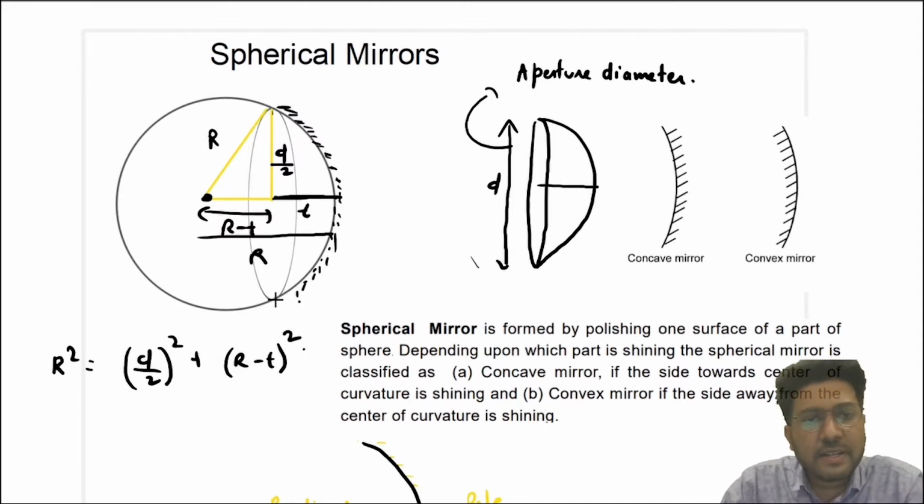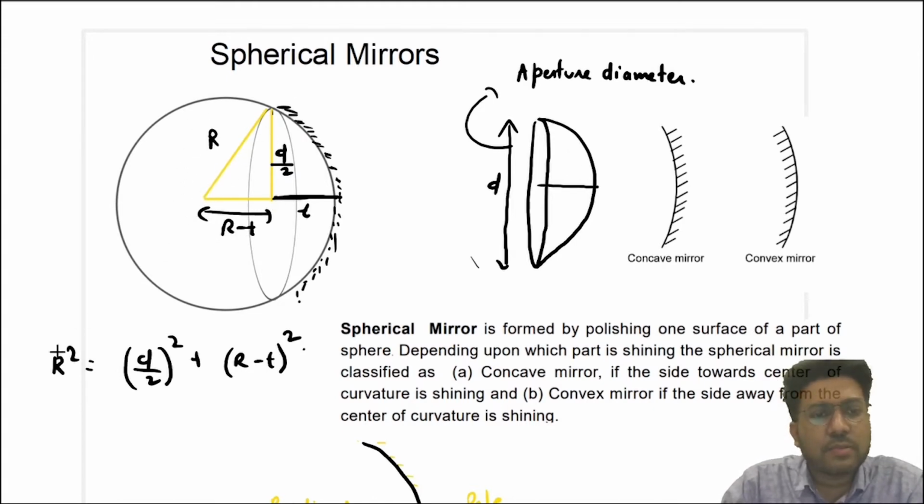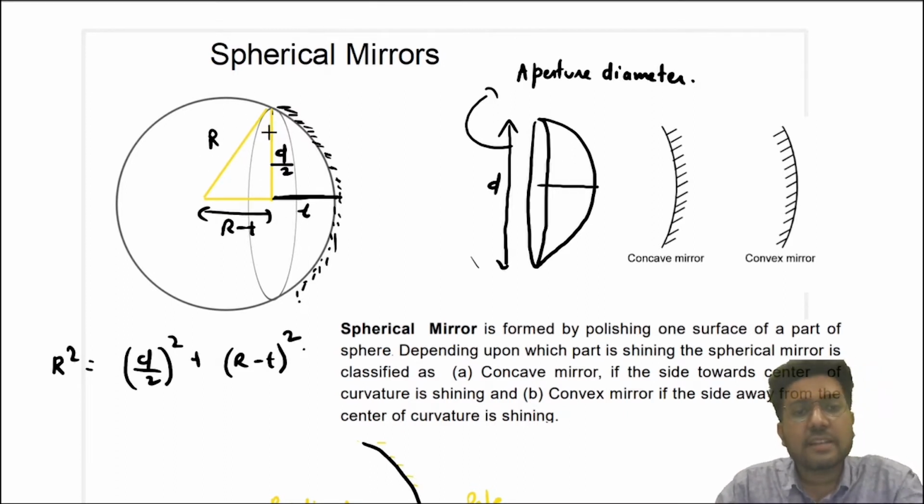Now if the diameter is D, then this half-length is D by 2. Now you can see that this distance is also R, because the distance from the center to the circumference is obviously R. So you can see here that a right angle triangle is getting formed. In this right angle triangle you can say R square is equal to D by 2 whole square plus R minus T whole square. So using this you can get the relation between the radius, the aperture diameter and the thickness.